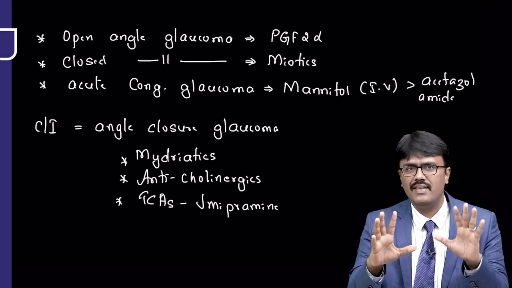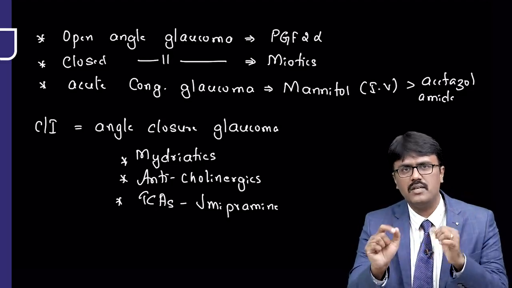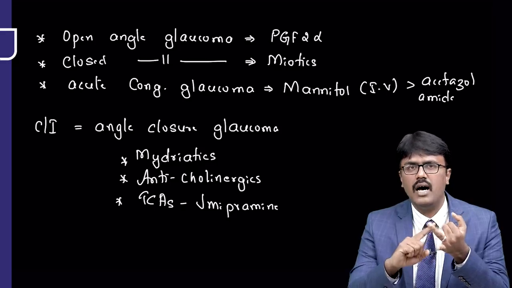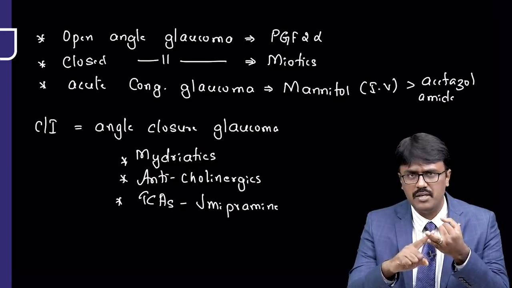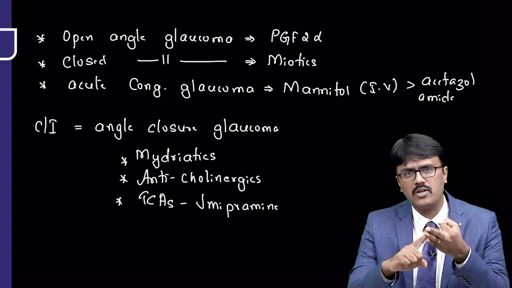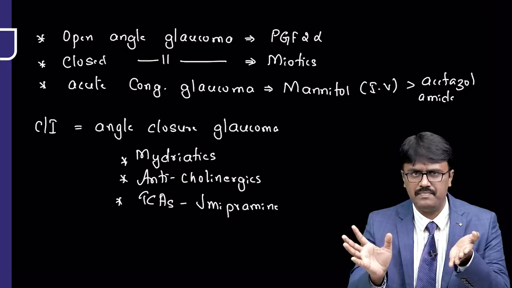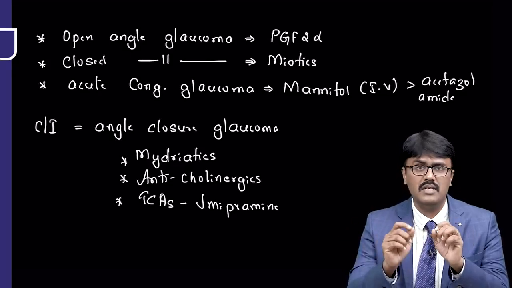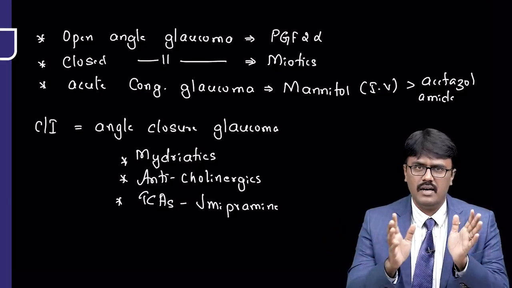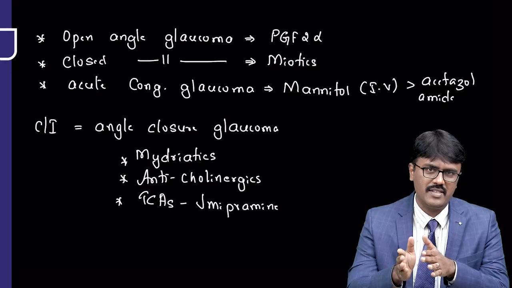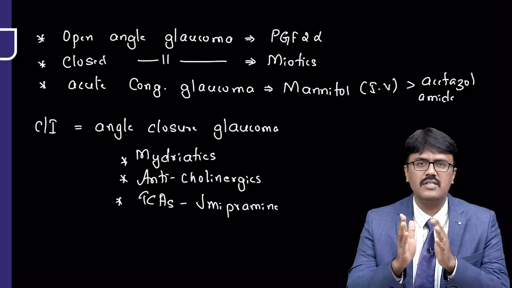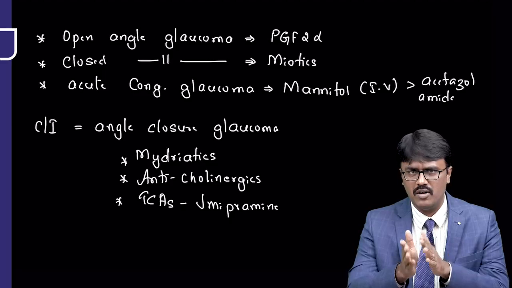Please remember, there are 4 drugs which decrease aqueous humor production: the alpha-1 agonist epinephrine, alpha-2 agonists apraclonidine and brimonidine, then beta blockers betaxolol and timolol, and carbonic anhydrase inhibitors like acetazolamide. Then we have the drugs which increase the outflow. The trabecular outflow is increased by miotics. The uveoscleral outflow is increased by the prostaglandin F2 analogs.